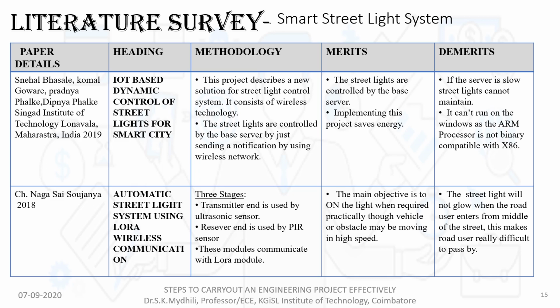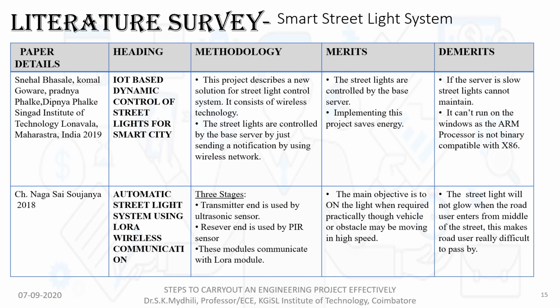So you could see here the topic is IoT-based dynamic control of streetlights for a smart city. And the next paper is an automatic street light using LoRa wireless communication. So the methodology opted for is given here. The first paper gives you a new solution of a street light control system with wireless technology. And the second point, they have mentioned that there is a base server which is used to get notifications by means of wireless networks that control the street light.